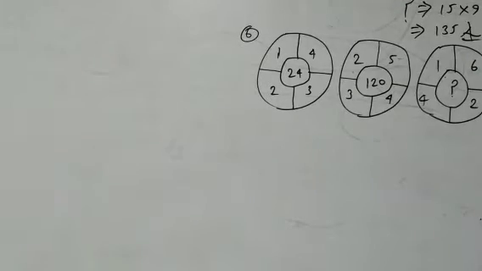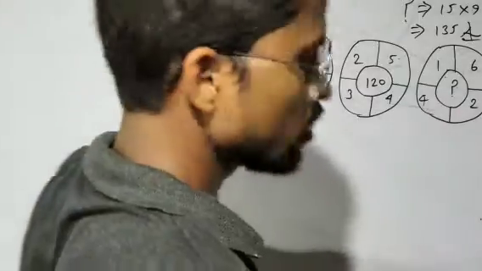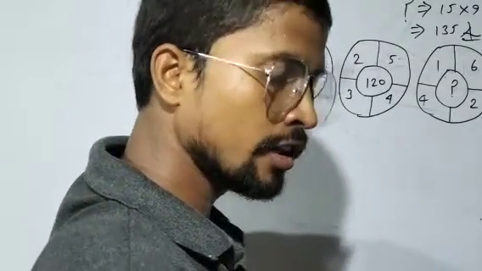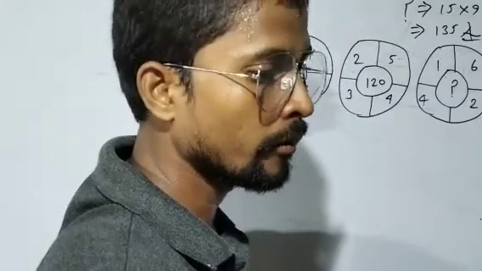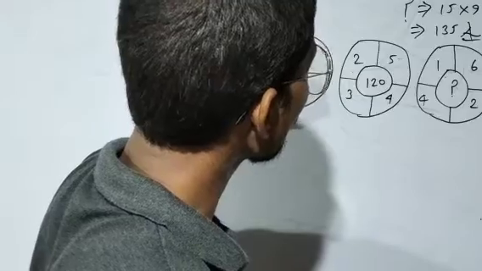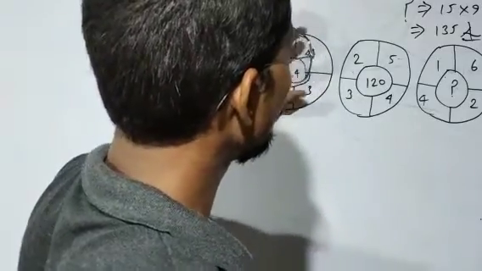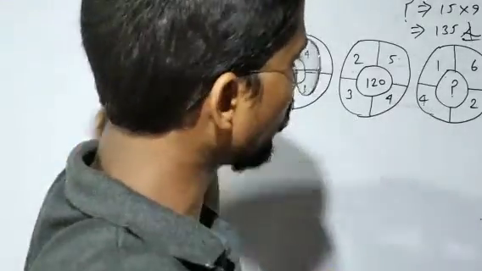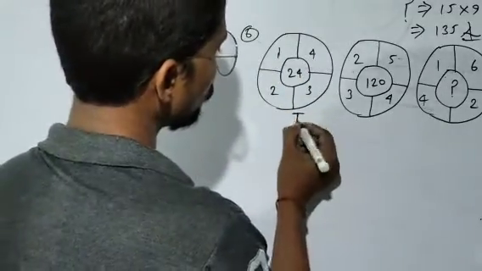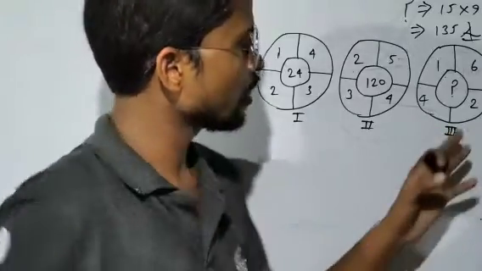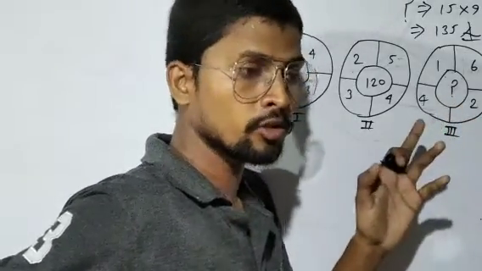According to your next question, there are 3 circles, and inside each is a small circle with some numbers written. For a small circle, there are 4 outside it and 1 inside it. But in your third circle, there is a missing number inside the small circle.